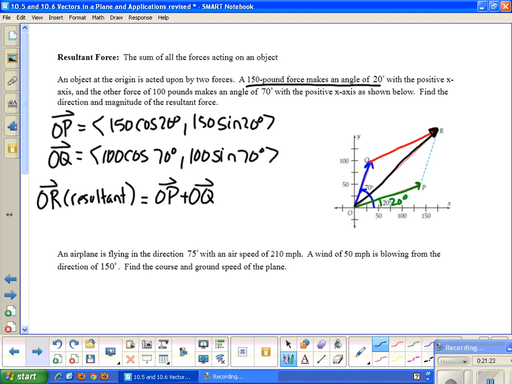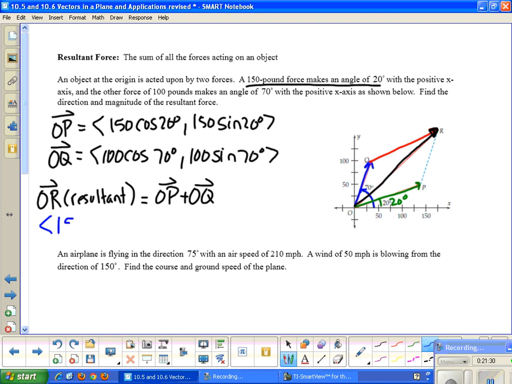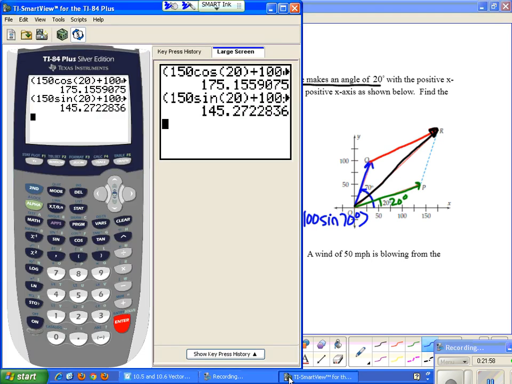And you can, of course, just plug this into your calculator to do that. So for this one, we're going to do 150 cosine 20 degrees plus 100 times the cosine of 70 degrees. And then the y-coordinate would be 150 times the sine of 20 degrees plus 100 times the sine of 70 degrees. And in your calculator, just make sure you are in degree mode when you're doing this.